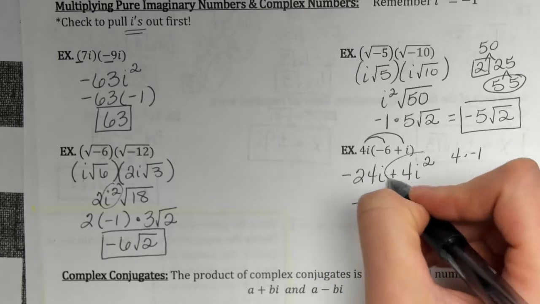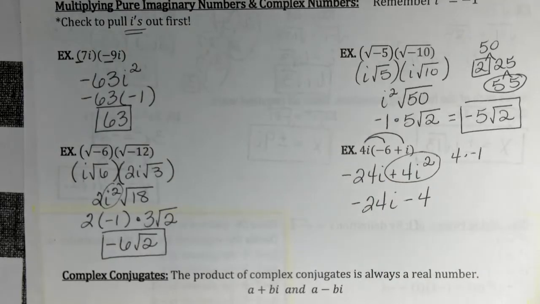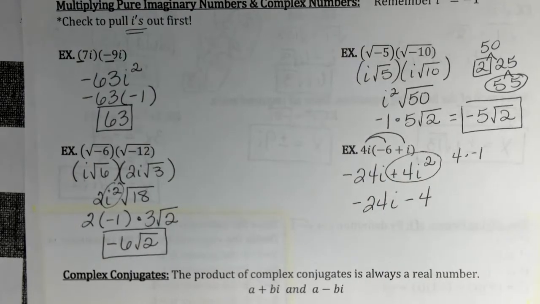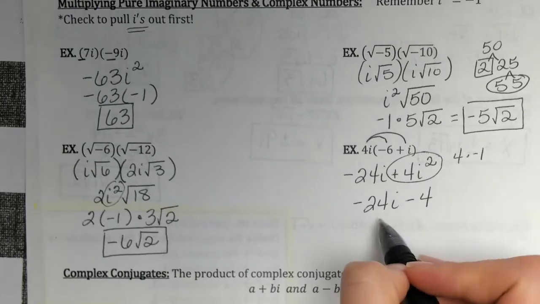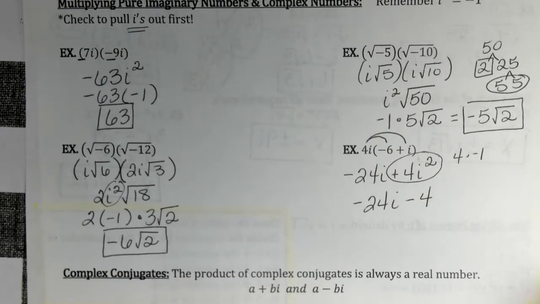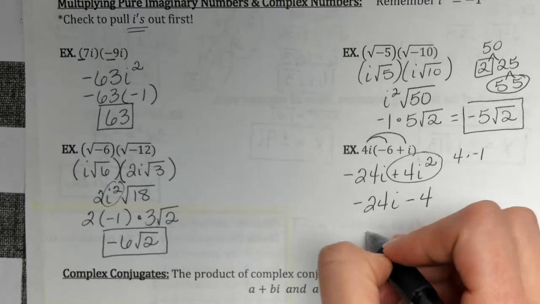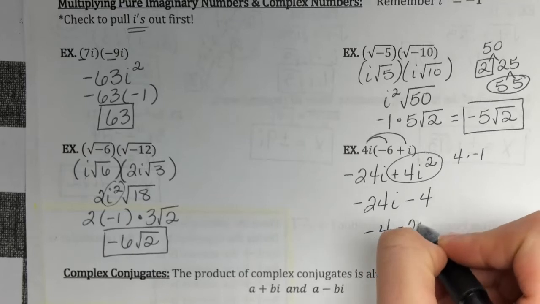If y'all haven't caught on, all you're doing is changing the sign of that term. Okay? All you're doing is multiplying by negative 1. So all that does is change the sign. Okay? So negative 24i minus 4. What do I need to do with that? Standard form. I need to have negative 4 minus 24i.